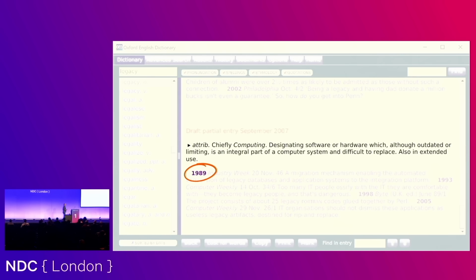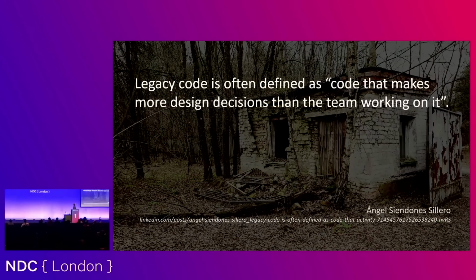And I'd like to look at it in terms of other consequences. So this was a post I saw a few weeks back. Angel Ciandona described legacy code as often defined as code that makes more design decisions than the team working on it. I thought that's a really good way of looking at it. It's just like, so, right, we're going to have a design meeting. Who's turning up? Well, there's me, there's a couple of senior developers, we've got 4 or 5 junior developers, and we've got the code base. Hi, code base. Did you get a coffee for yourself?